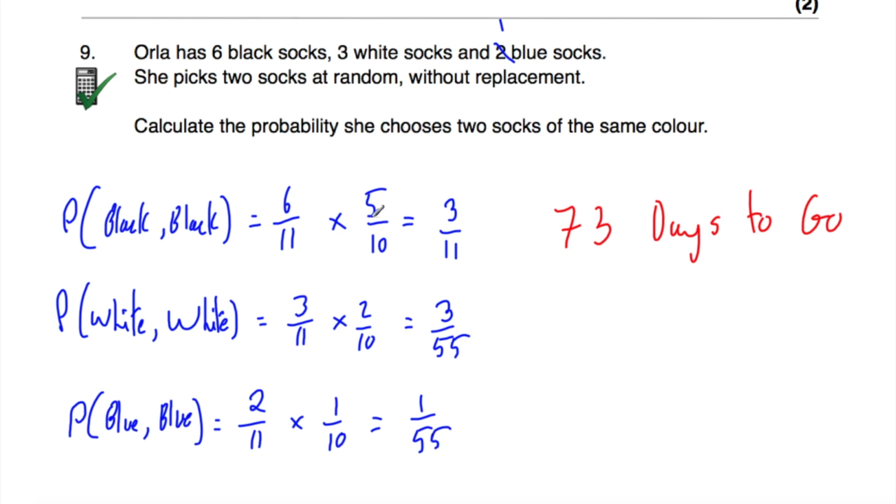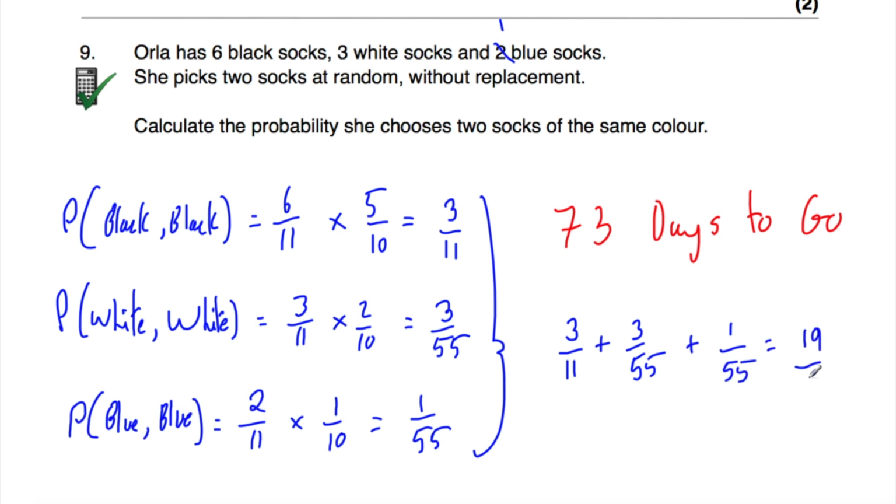So we've got the probability now of a black sock and a black sock, a white sock and a white sock, and a blue sock and a blue sock, and we want to find the probability she chooses 2 socks of the same colour, so it's either that option, or that option, or that option, so we can just add these together now. So 3/11 plus 3/55 plus 1/55 would be equal to 19/55. So the probability that Orla chooses 2 socks of the same colour is 19/55.